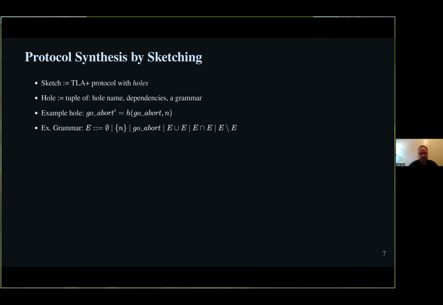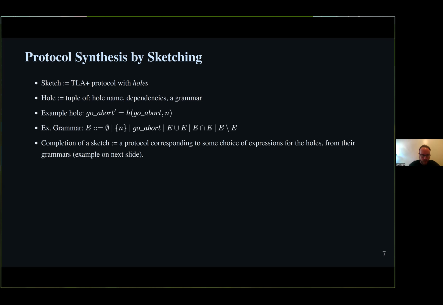And this might be a grammar that we would use for this hole. So this is the grammar that just generates standard set expressions over the terminals empty set, singleton set n, and go abort. A completion of a sketch is just a protocol corresponding to some choice of expressions for the holes. So just plug them in. And those expressions have to come from the grammars. And this finally allows us to state the protocol synthesis task, which is, given a sketch and a property, find a completion that satisfies the property.